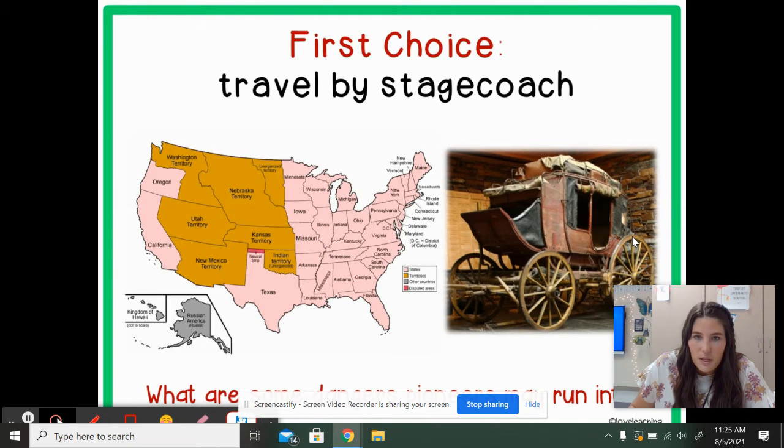So the first choice that people had to move on with is a stagecoach. Now I do want you to write this down. The three ways that people were able to travel.